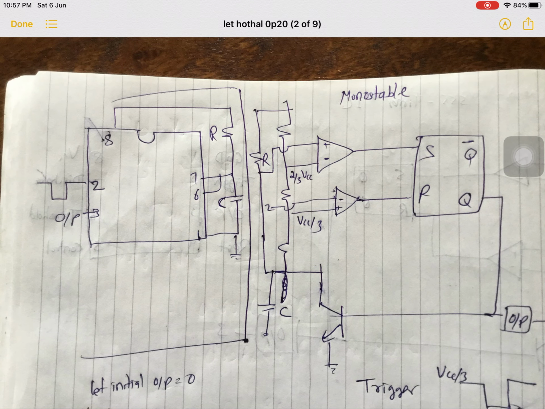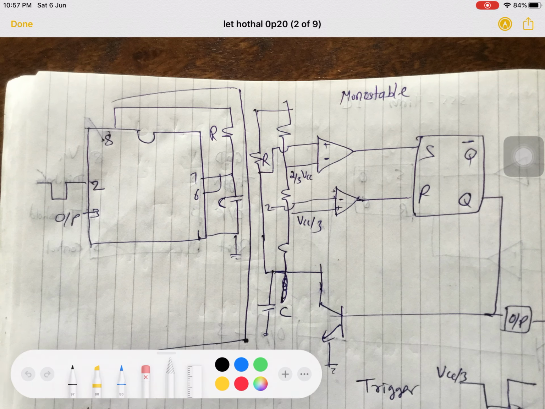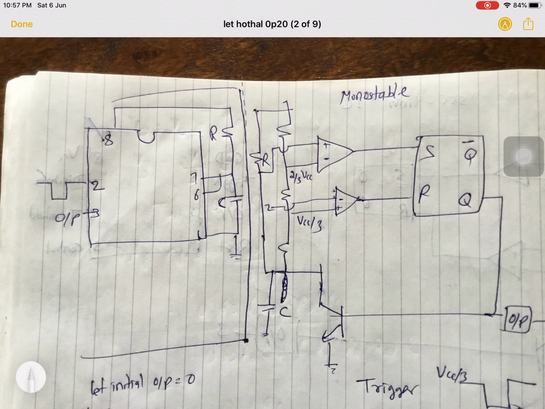So this is the circuit of the monostable. If we look at this circuit, this line is the partition. The left part is an IC-based circuit, and on the right part I have connected a resistor and capacitor in the circuit. So this is the R resistor. The R resistor is between the 8th pin and the 7th pin. Our 8th pin is VCC, so I have connected it with VCC, and this is with respect to the 7th pin.